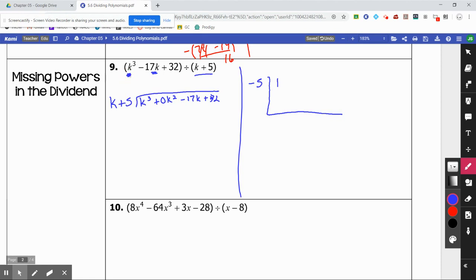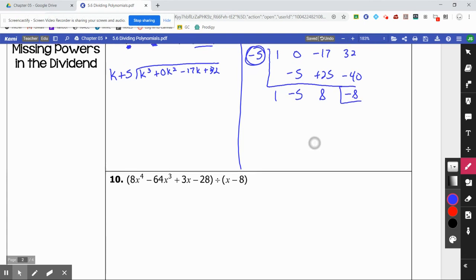1k to the third, 0k squared, negative 17k, and a positive 32. If you're missing a term, make sure you put a 0. Now let's work it. Bring down the 1. When something gets below, multiply it by this number. A 0 minus 5 is a negative 5. Once it gets below, multiply it by negative 5 gives you a positive 25. Negative 17 plus 25 is a positive 8. That gives you a negative 40 when you multiply. Last number is a negative 8.